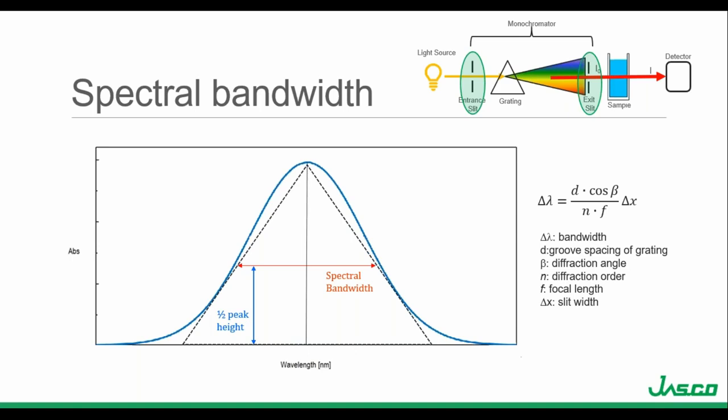The spectral bandwidth is directly related to the slit width of the instrument, and the relationship between the slit width and the bandwidth is expressed by the following formula, where D is the groove spacing of the diffraction grating, theta is the diffraction angle, N is the diffraction order, and F is the focal length. So when comparing instrument performance, it's more appropriate to discuss spectral bandwidth rather than slit width, since the spectral bandwidth accounts for grating resolution and any differences between different types of grating.